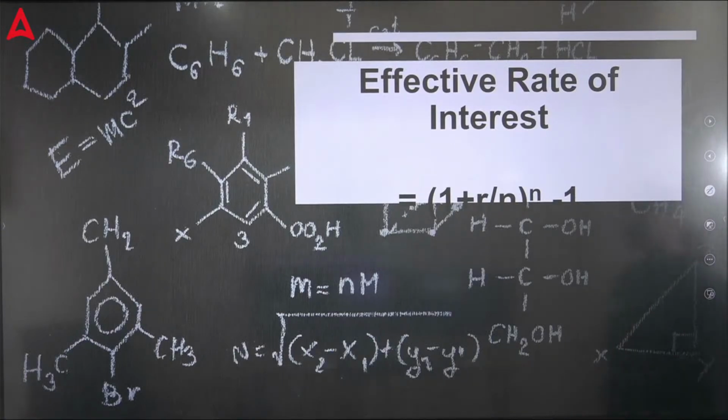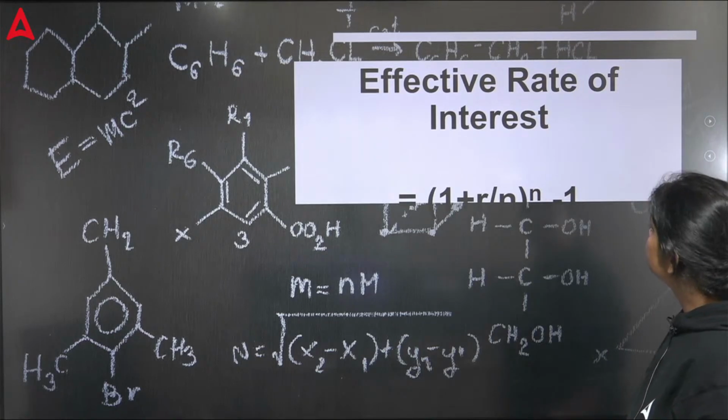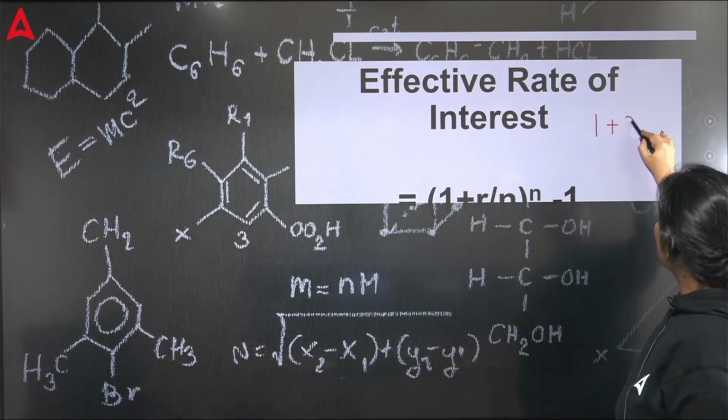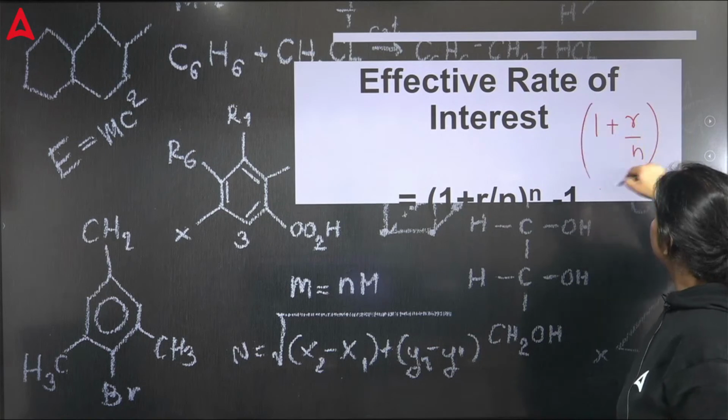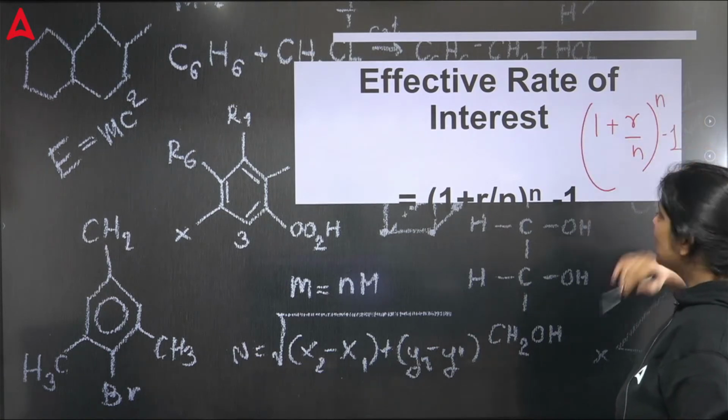Now, what is the formula for effective rate of interest? The formula is (1 plus r upon n) power n, minus 1.